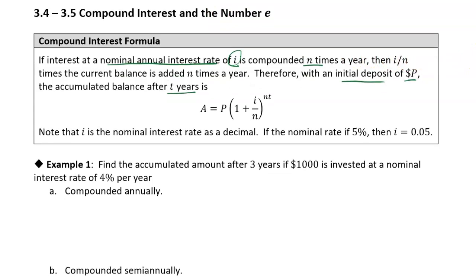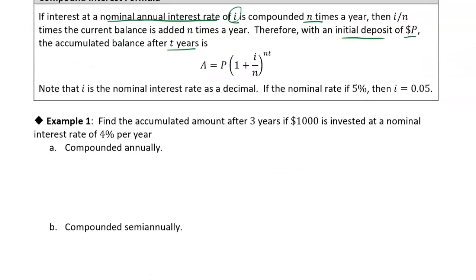All right, so in this first example, we want to find the accumulated amount. That's what A often stands for, the accumulated amount after 3 years if $1,000 is invested at a nominal interest rate of 4% per year. So our T is equal to 3 years. Our P value, our initial deposit, is the principal. That's why they're using P.